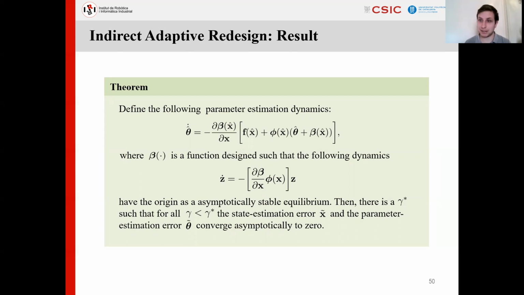That is this function beta that has to be designed such that this dynamic Z here has an origin that is asymptotically stable. If you are able to find this function beta, then you can prove the stability of the coupling through a small gain argument.